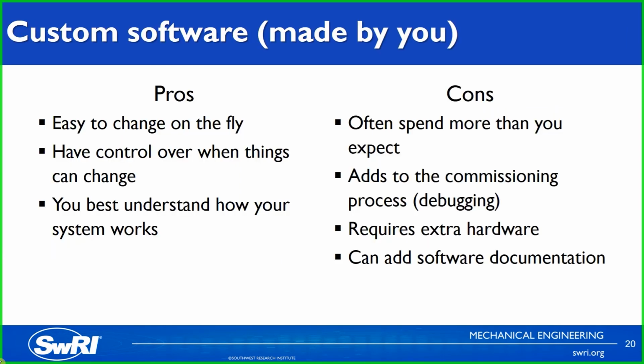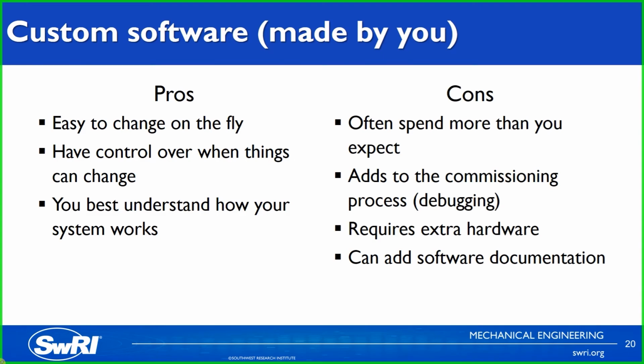So, custom software made by you. Some of the pros are that it's really the easiest way to change things on the fly. For each one of these projects, as we went through the commissioning process, we found better ways that we wanted to control the system, and so the software needed to be changed. If you make it yourself, you have a lot of control over when those things can be changed. In addition, you're the one who best understands how your system works, so you're better positioned to understand how you want to change that software.